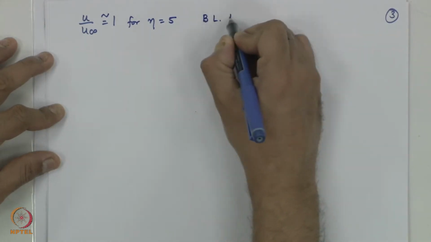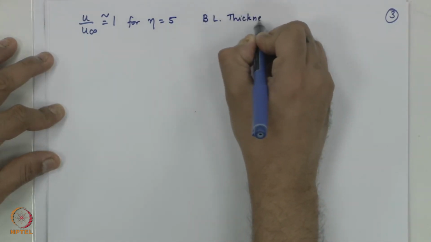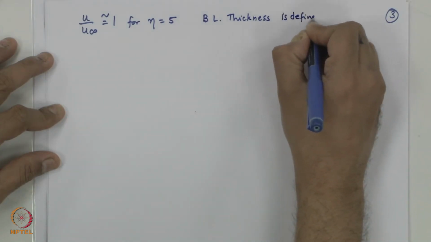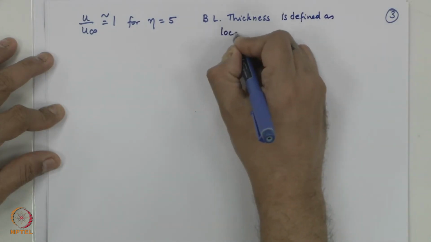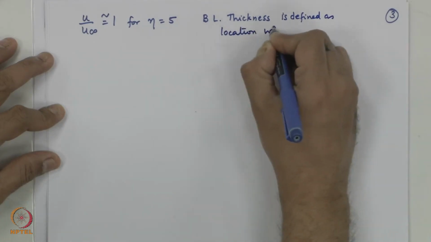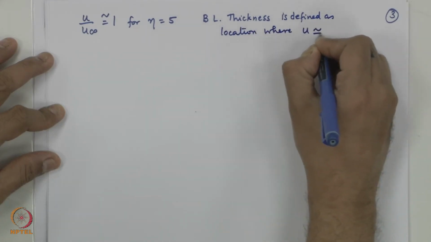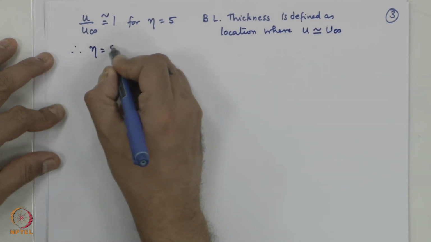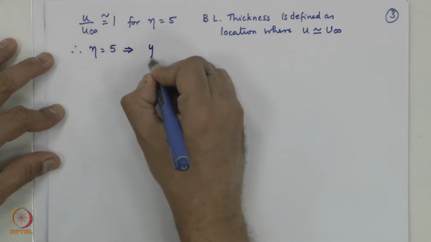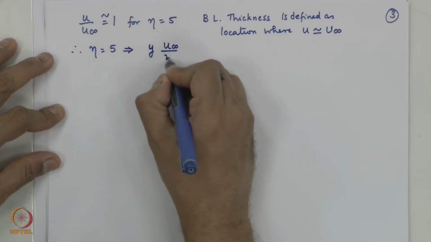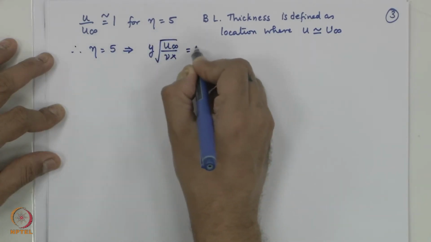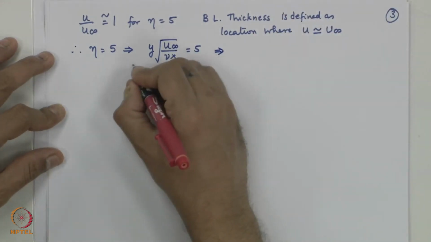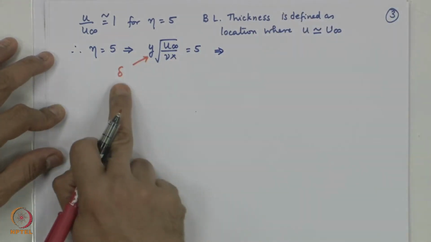Boundary layer thickness is what this is, right? Boundary layer thickness is defined as the location where u is approximately equal to u infinity. So, therefore, eta equal to 5 means our definition of eta, y root of u infinity by nu x, is equal to 5. What does that mean? This y now is your delta. Correct. This is my delta.